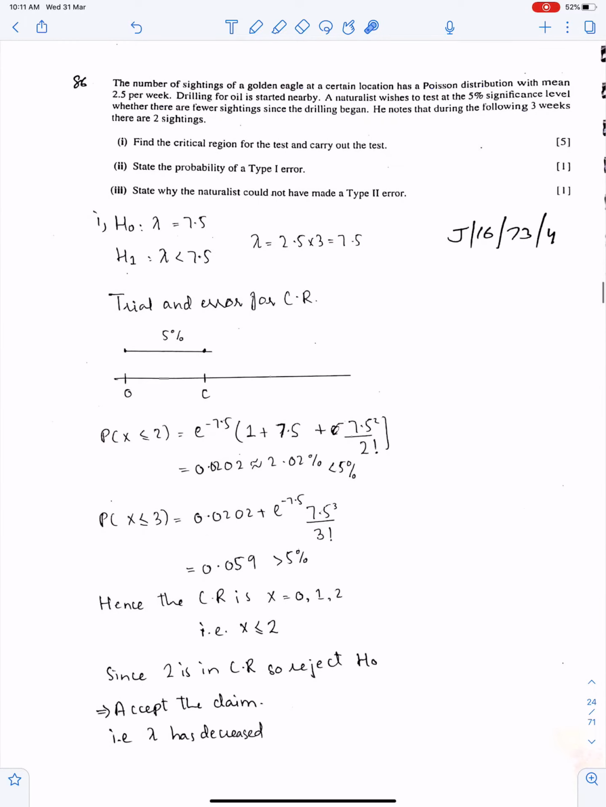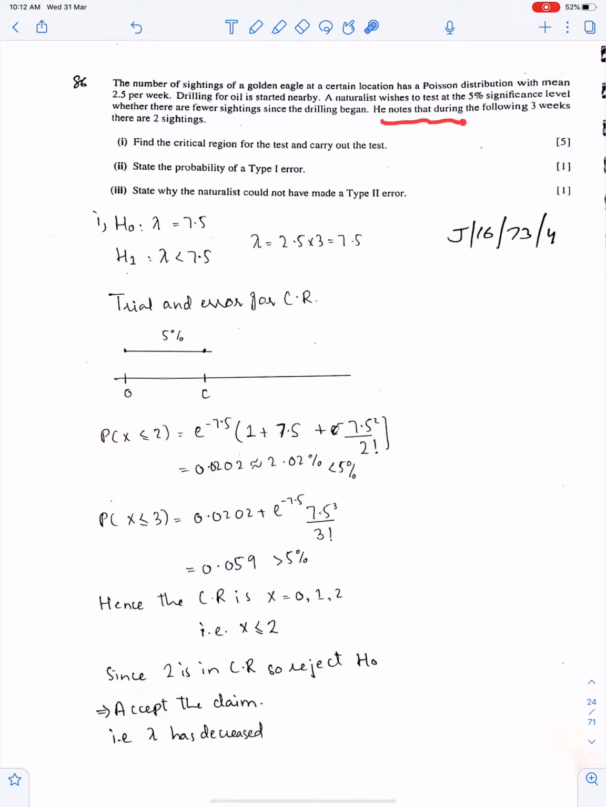Next question. The number of sightings of a golden eagle at a certain location has Poisson distribution with mean 2.5 per week. So this is per week for 1 week. A naturalist wishes to test at the 5% significance level whether there are fewer sightings. H1 has a lesser sign.